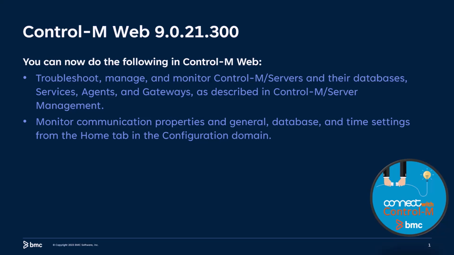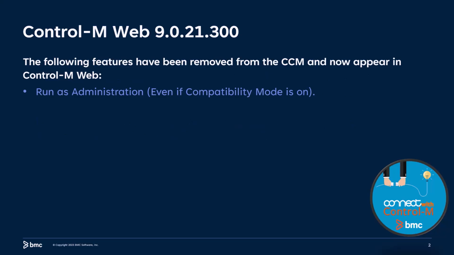My name is Jason McAlish, and in this demonstration, I'll be going over some of the new features within Control-M Web in version 9.0.21.300. In the Control-M Web configuration area, you can now troubleshoot, manage, and monitor Control-M servers and their databases, services, agents, and gateways as described in the Control-M server management documentation. You will also notice that the Run as Administration area has been moved from the CCM and is available only in Control-M Web. This is true even with compatibility mode being enabled.